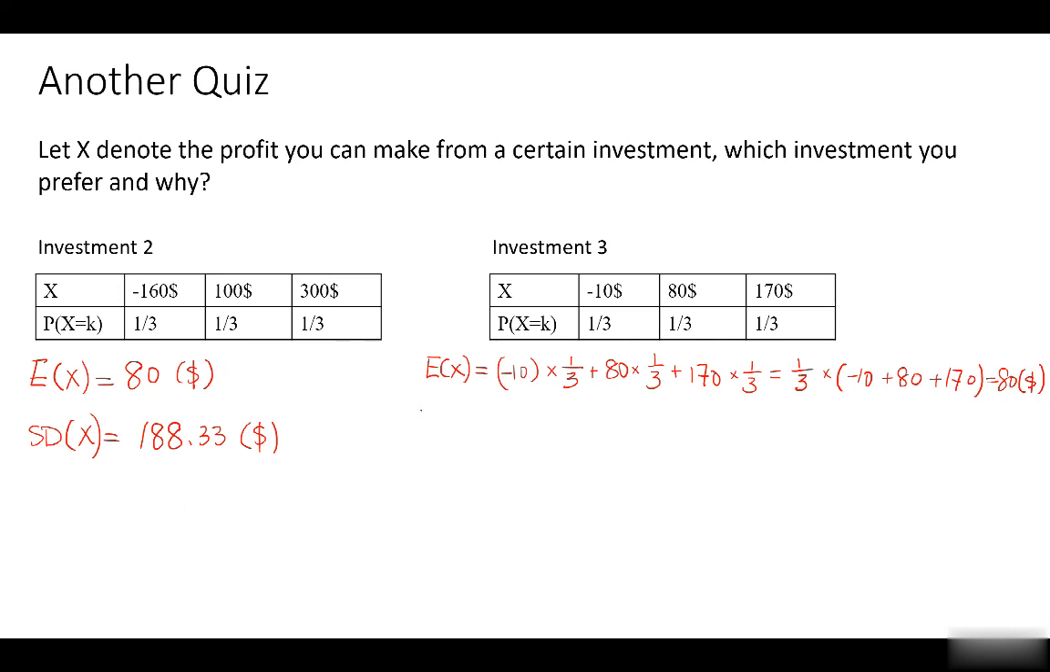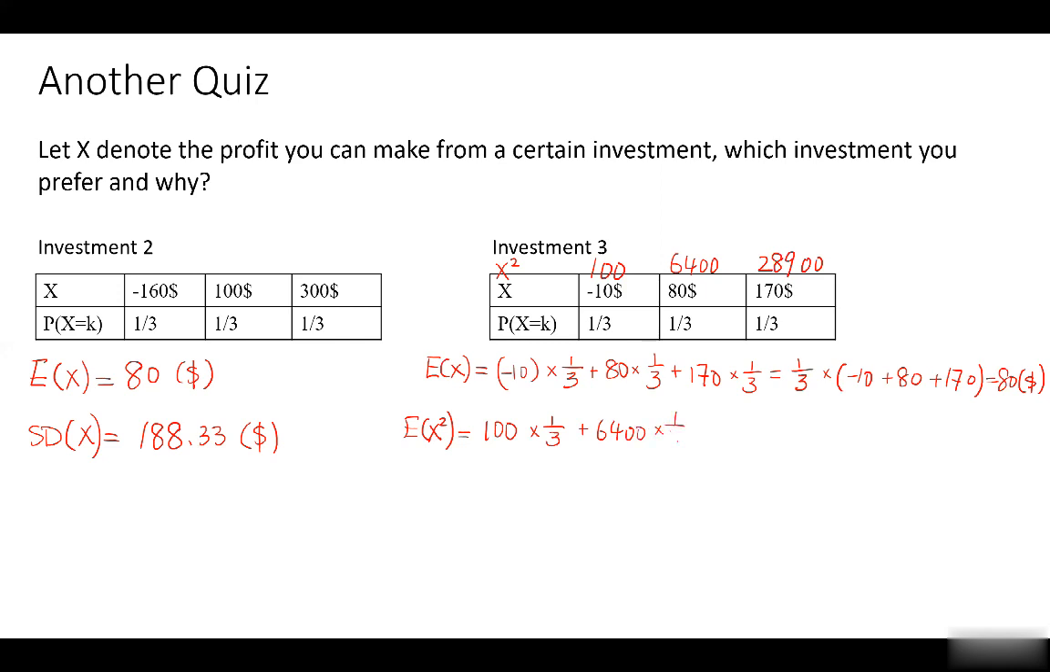Okay, next let's calculate the standard deviation. So first of all, let's calculate EX squared in option 3. Again, let's put another row called X squared. When X is minus 10, X squared is 100. When X is 80, X squared is 6400. When X is 170, X squared is 28900, right?